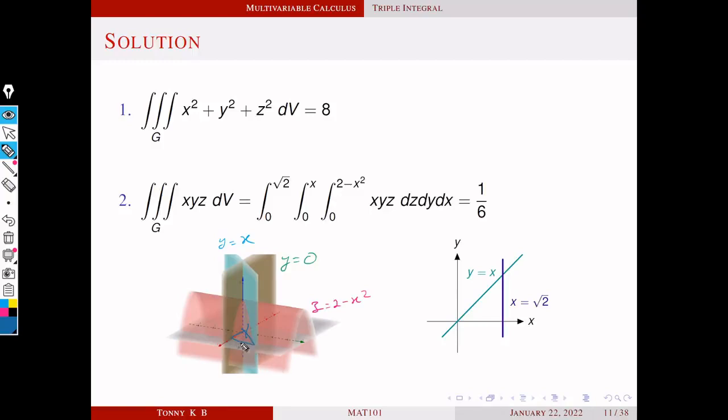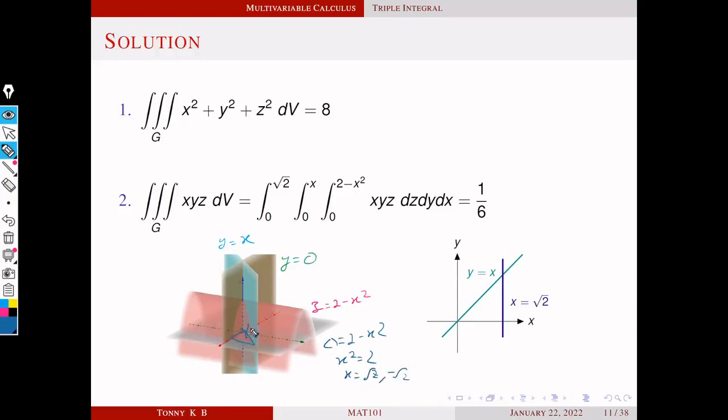And what is the equation of this portion? This line is the intersection of the parabolic cylinder with our xy plane, that means z equal to 0. When z equal to 0 in this equation, that gives the intersection of this parabolic cylinder with the xy plane. So 0 equal to 2 minus x square, so x square equals 2, so x equal to root 2 or minus root 2.